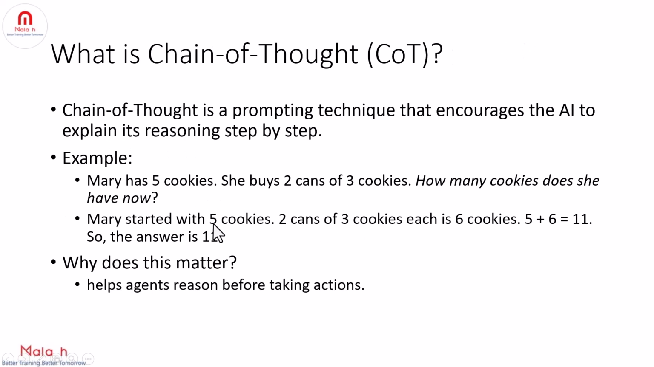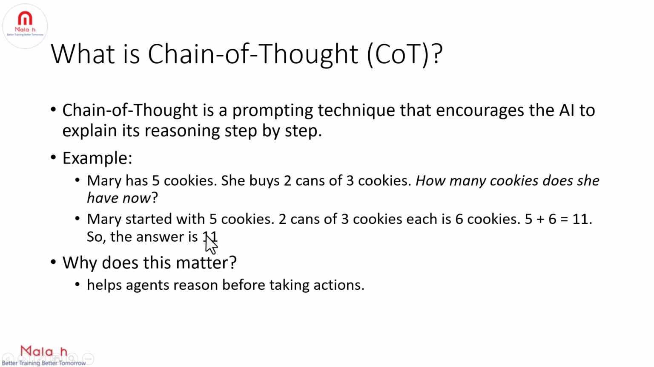Now let's understand what is chain of thought, COT. So chain of thought is a prompting method that makes AI explain its reasoning step by step. So instead of just giving the answer, the AI shows how it got there. For example, without chain of thought: Mary has 5 cookies. She buys 2 cans of 3 cookies. How many cookies does she have now? It just gives the answer as 11.